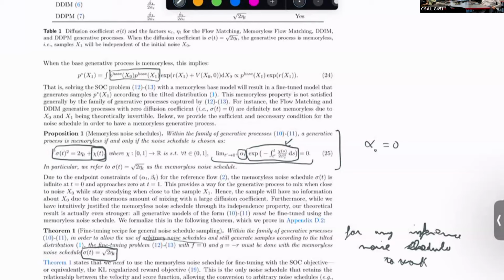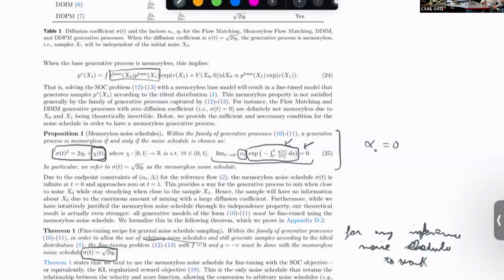Otherwise, you could use a chi that is whatever, satisfying this, and you'd be able to fine-tune, but then you'd be restricted to using that particular chi at inference. And that's not what you want, because in general you won't be using a noise schedule that's as high as square root of eta t at inference, because using smaller noise schedules will allow you to have better sample quality at a lower number of time steps.